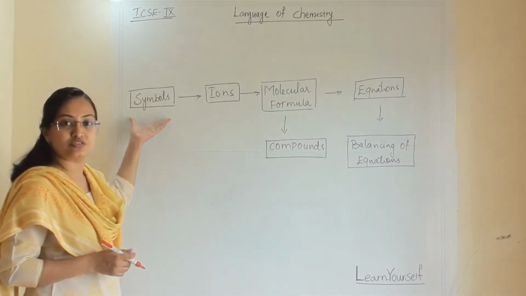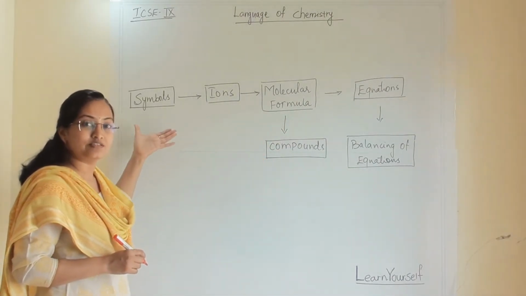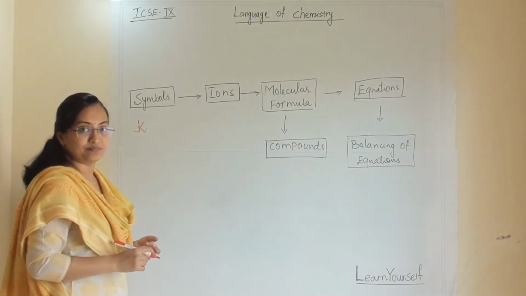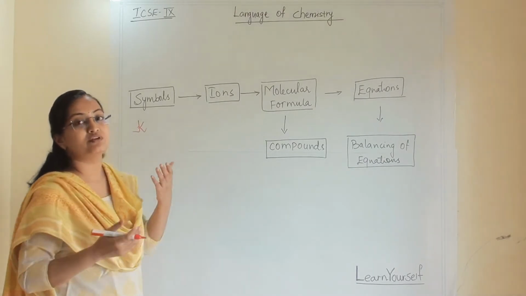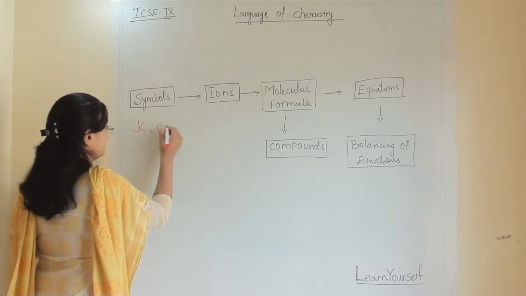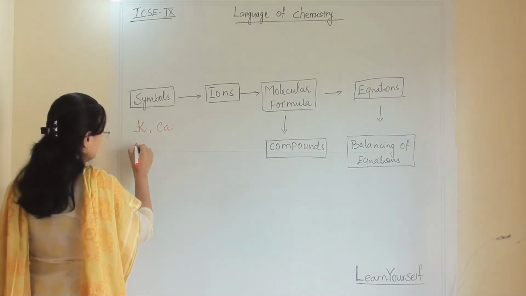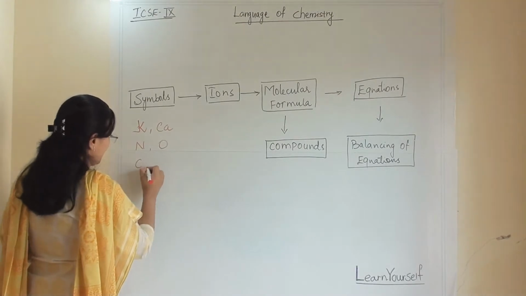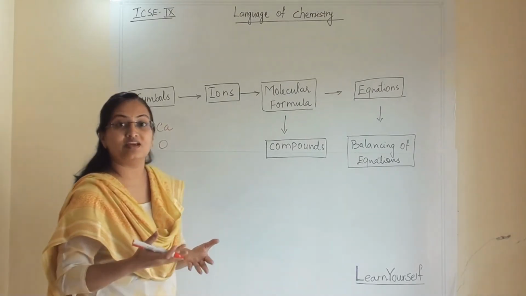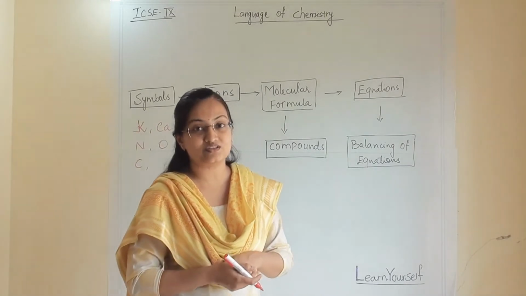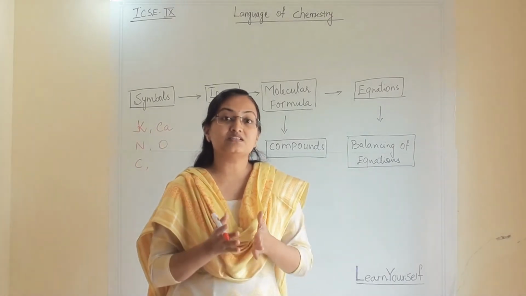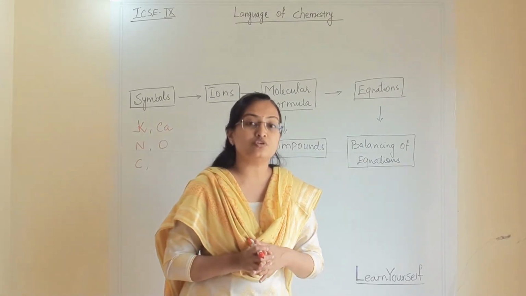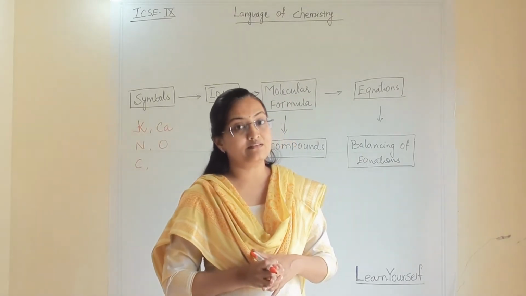First we are going to study the symbols. So what are the symbols? For example, if I say potassium, then K is the symbol for potassium. Then calcium, nitrogen, oxygen, carbon and so on. There are so many different elements and each element has a particular symbol assigned to it. We need to remember all these symbols and their atomic numbers.